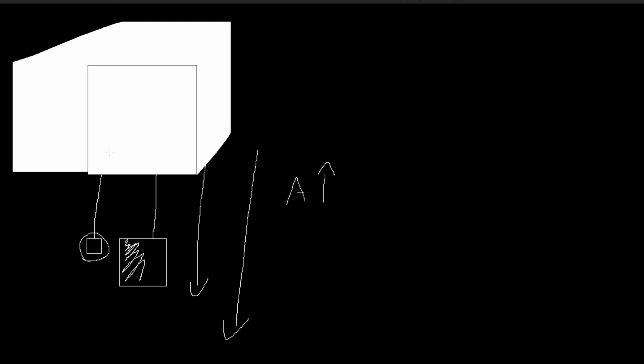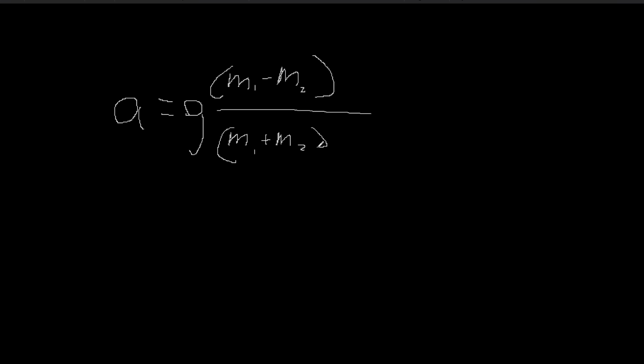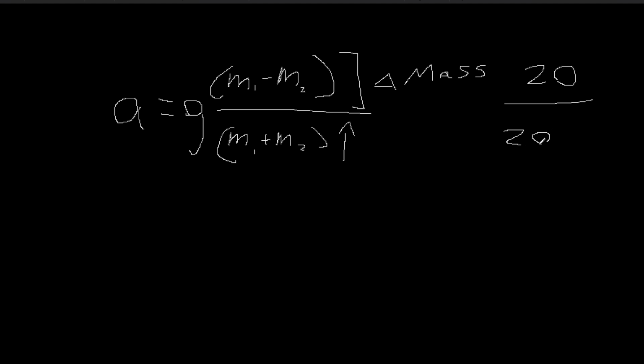Now why does that happen? Now the reason for that is because of our formula for acceleration. M1 minus M2, that is the difference in mass between M1 and M2. And this top number was always staying the same. It was always 20. But this bottom number, it was increasing when the total mass increased. So this was constantly 20, and this was always increasing.